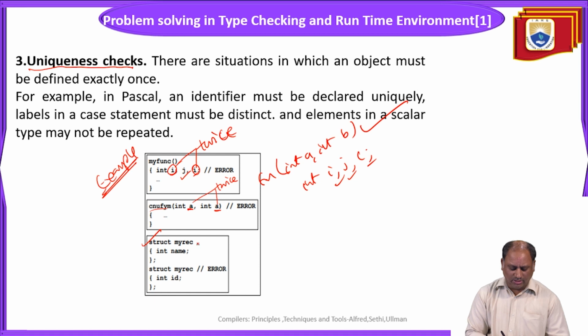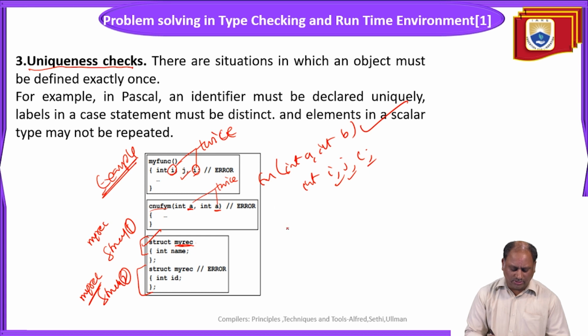Suppose a structure is defined with some record name, with the name integer name. Once again, another structure is defined. This is structure 1, this is another structure. So two structures are defined, and both have the same name. This structure is my record, and this structure also has the same name, my record. So this is not allowed. Even if it is written, it comes under the type checking process. It will be flagged, and this type checking is called uniqueness checking.